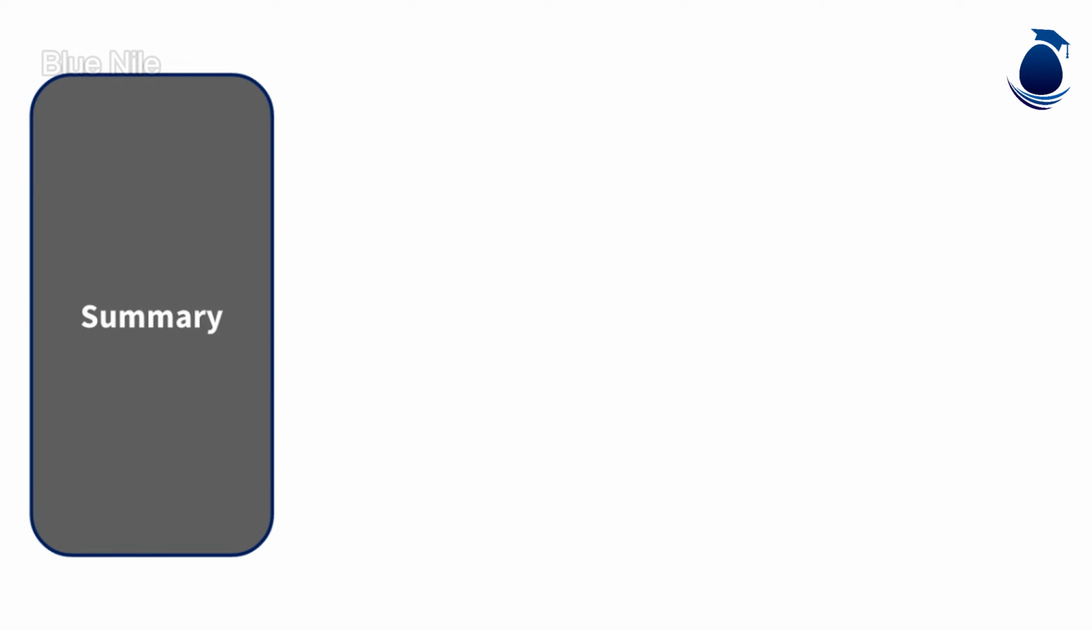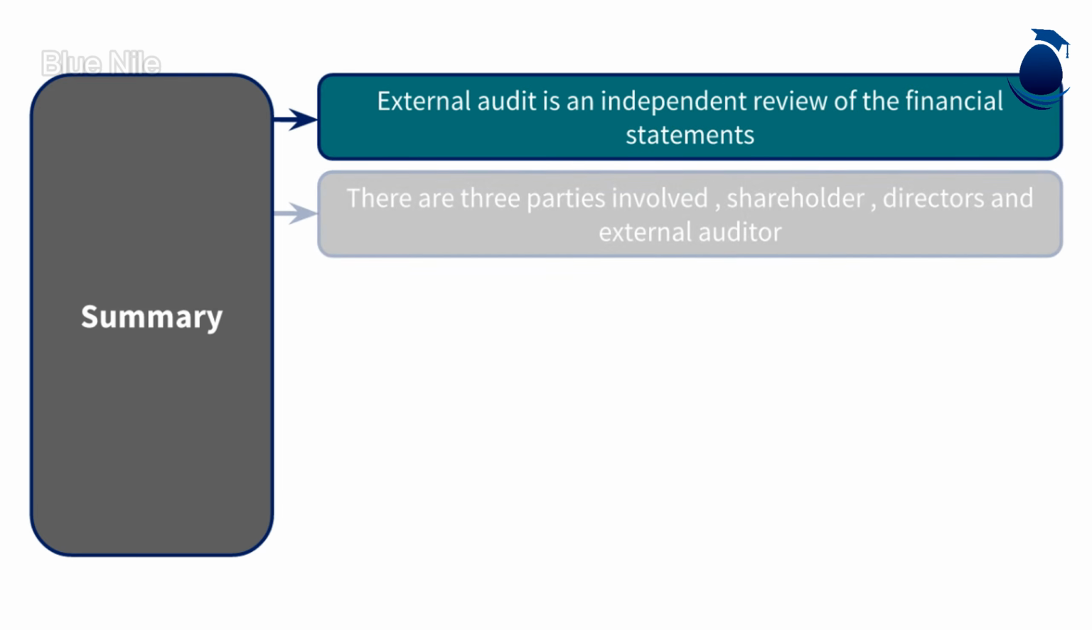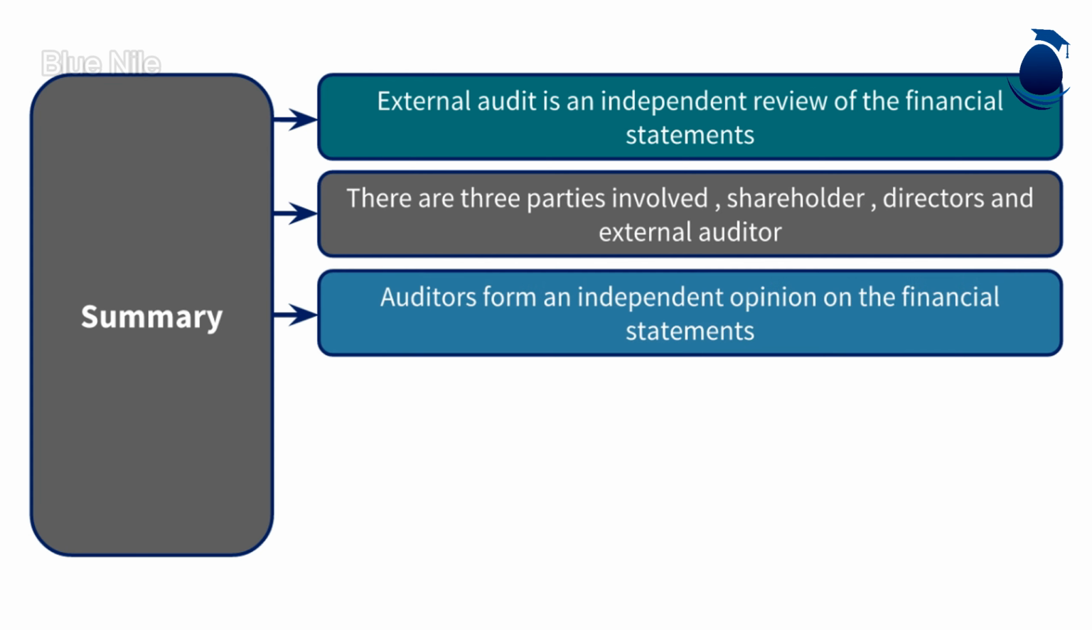Therefore, to summarize, an external audit is an independent review of the financial statements. There are 3 parties involved: the user of the financial statements, for example, the shareholder, the provider of the financial information, the directors, and the external auditor, performing an independent review. Auditors form an independent opinion on the financial statements and state whether the financial statements are true and fair and properly prepared.